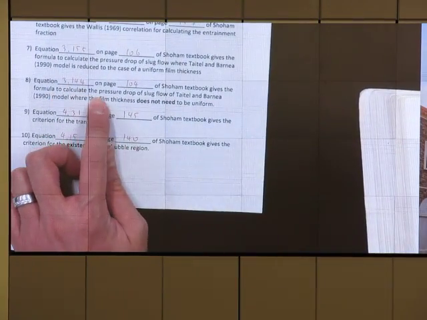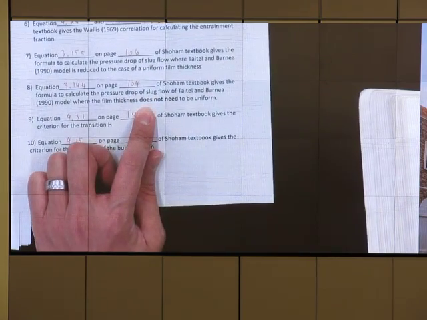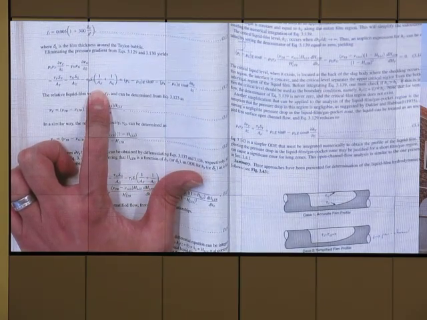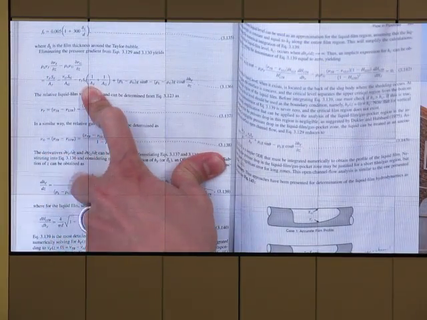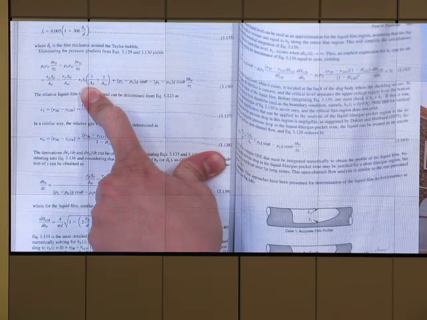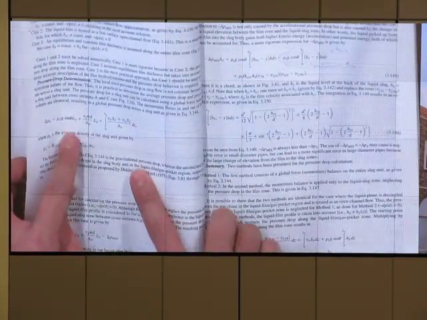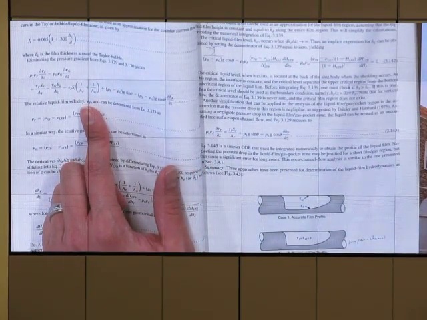You see this part, right? Now let me explain. To calculate the pressure drop of slug flow where the film thickness does not need to be uniform, when you give me this, what do you do? How do you get pressure drop? Where is the pressure drop in this equation? Where is the delta P? It's inside of it. Which eventually becomes this one, right? Exactly. So you get zero. Get zero, okay? In the test you get -1.